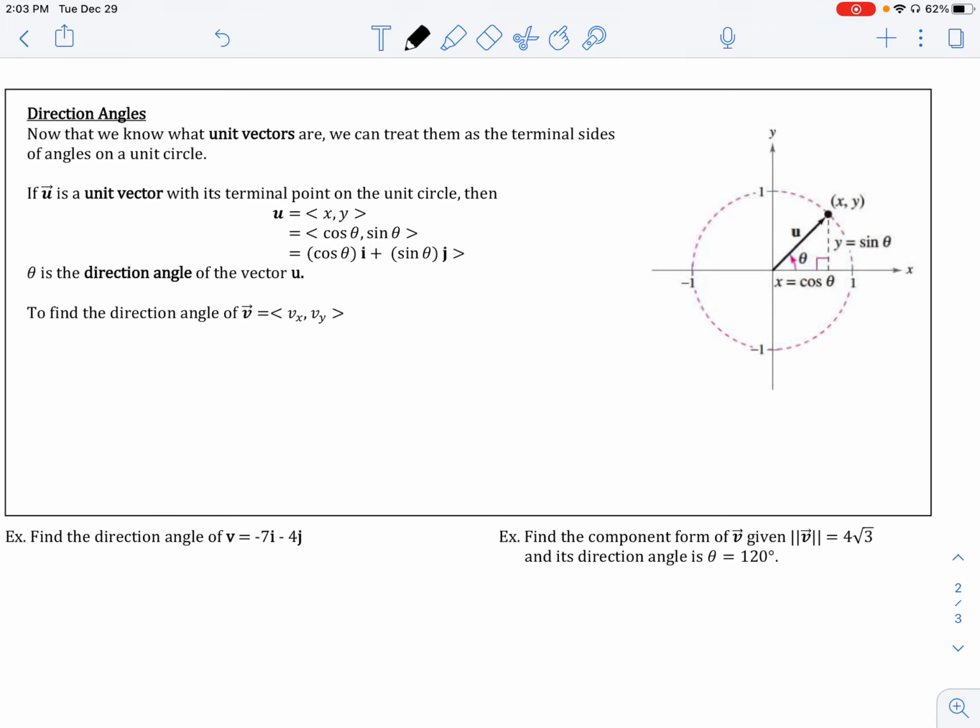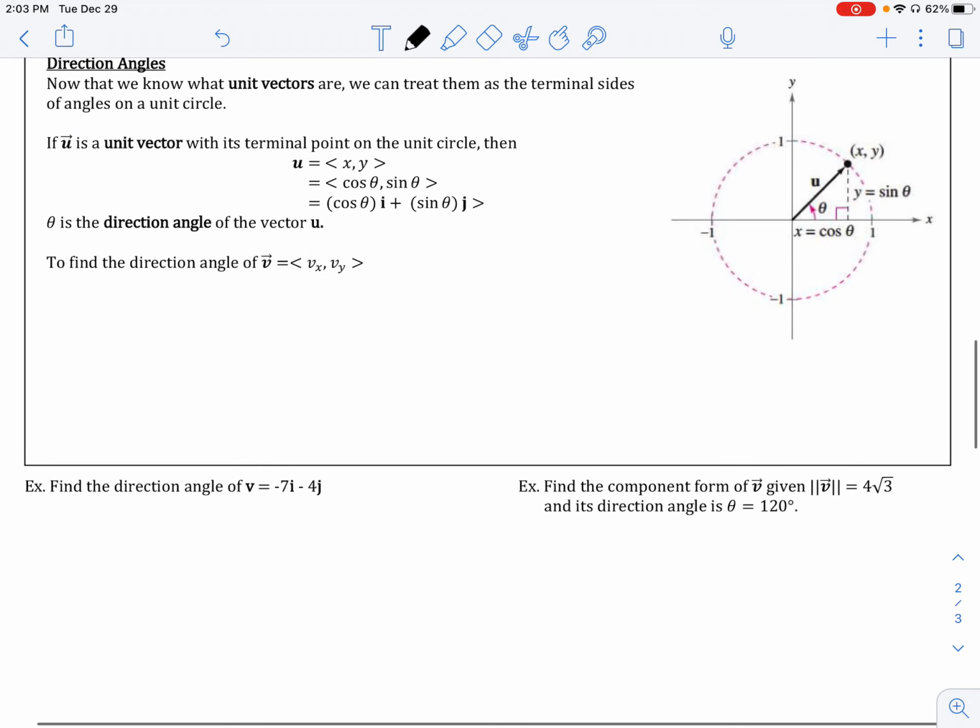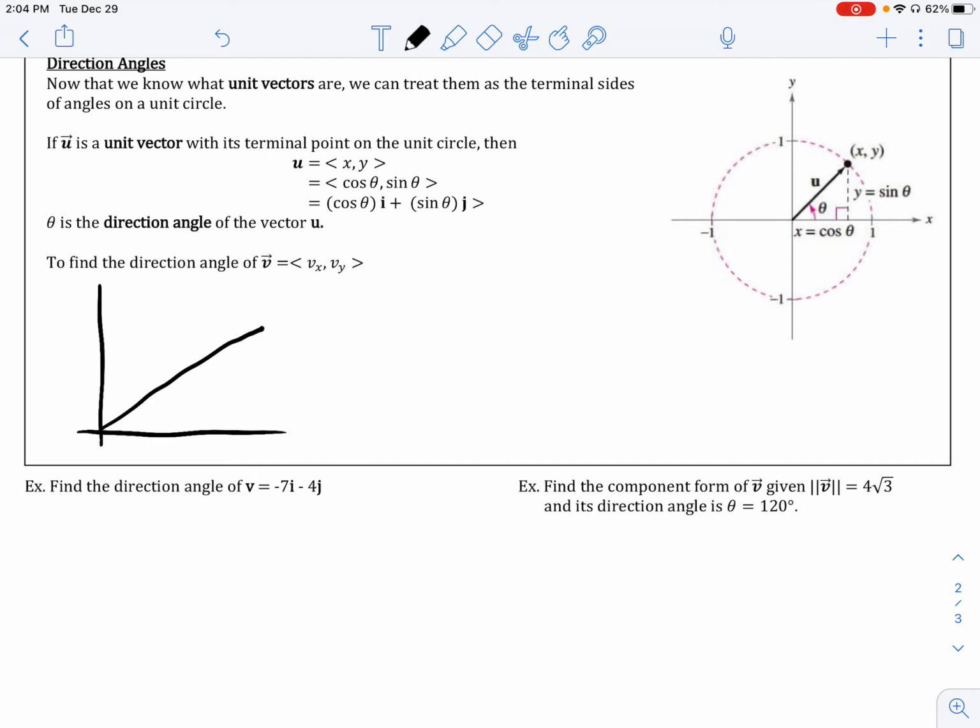So again, you can see a diagram here, but it might help if I just draw it from scratch as well. If you're given some vector v, looking like this, what we can say here is, all right, this point here would represent our v sub x and our v sub y.